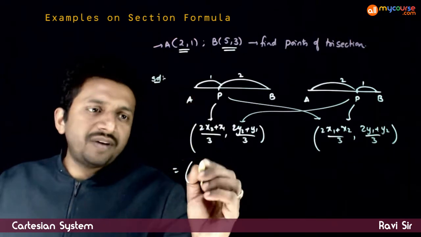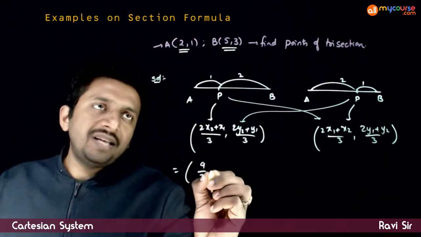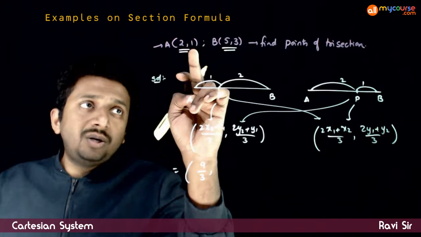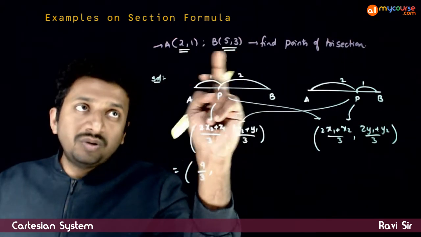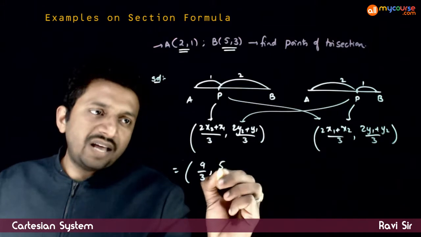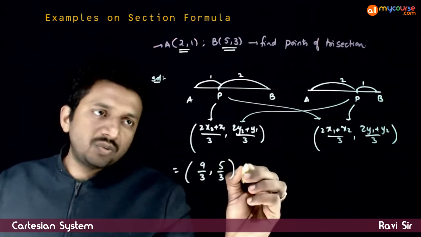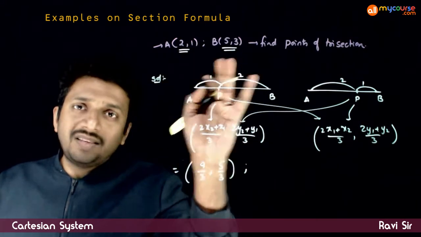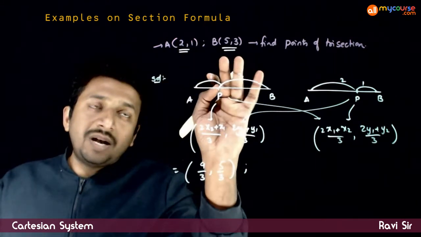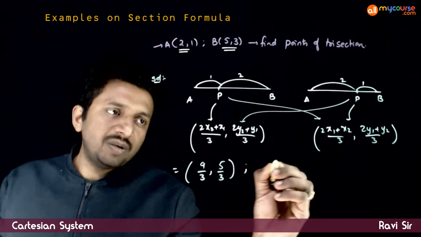So (4 + 5)/3, that is 9/3, and (2 + 3)/3, that is 5/3. So this is one point where I have multiplied these numbers by 2 and these numbers by 1. Now I need to multiply these numbers by 2 and these numbers by 1.